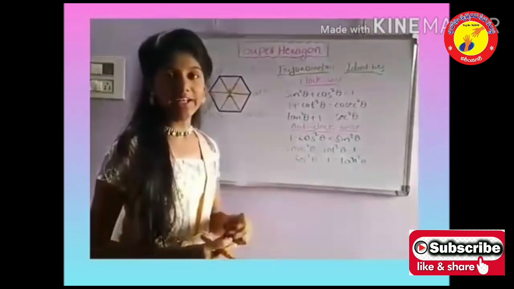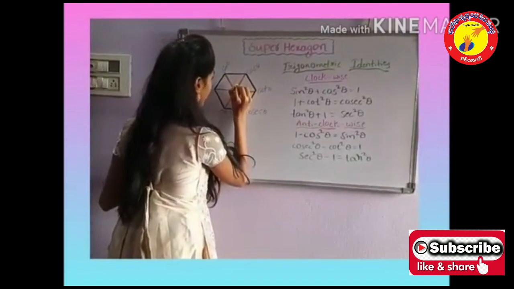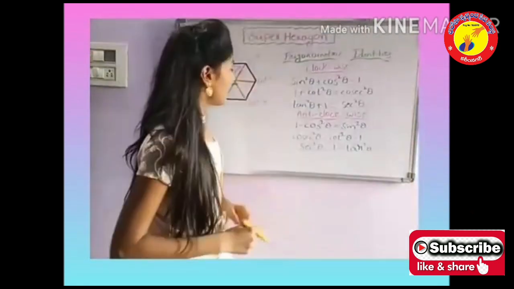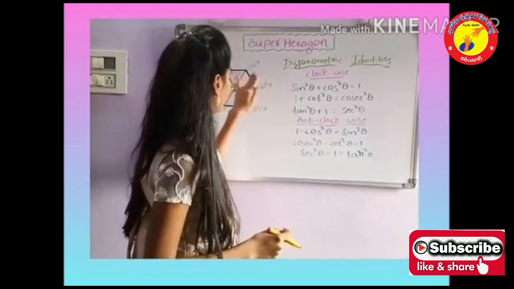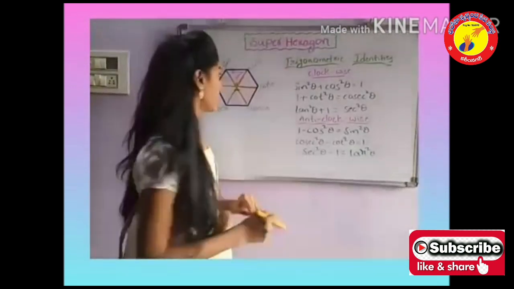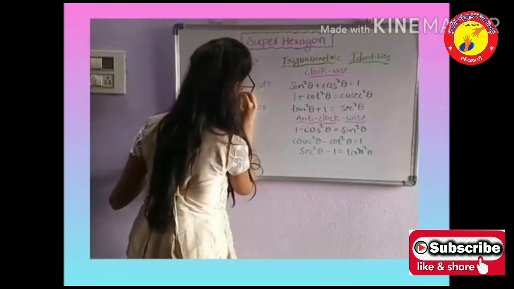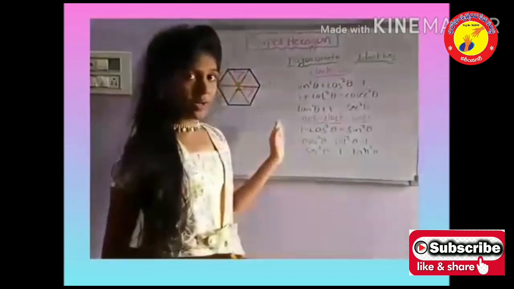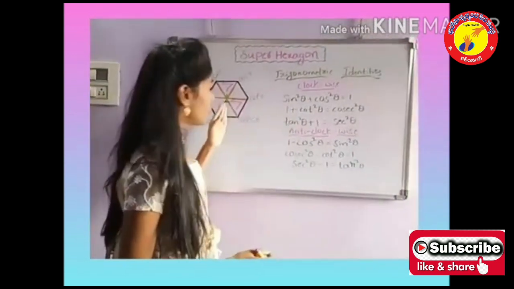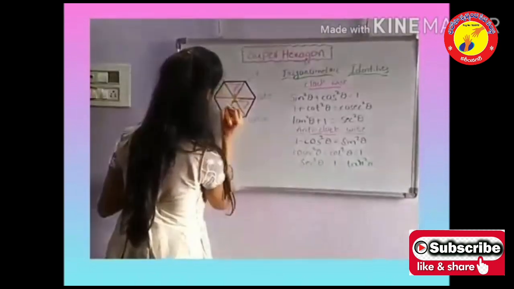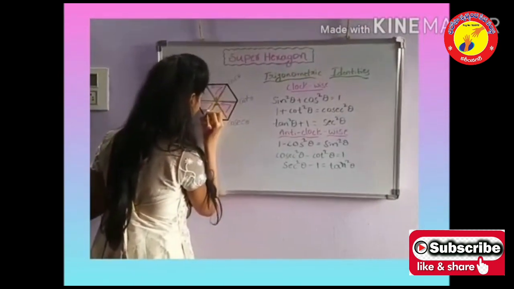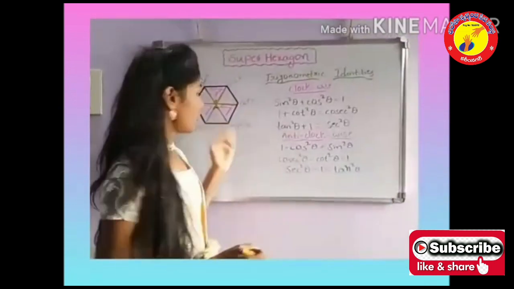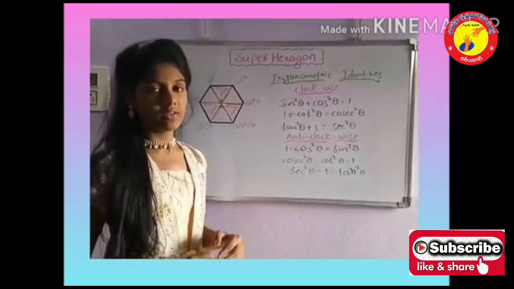Now let us see the anti-clockwise direction. First draw an arrow like this. This arrow tells us 1 minus cos square theta is equal to sin square theta. And this arrow tells us cosec square theta minus cot square theta is equal to 1. This tells us sec square theta minus 1 is equal to tan square theta.